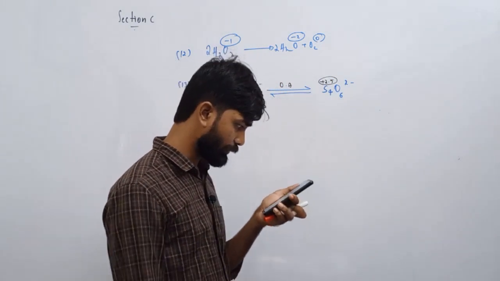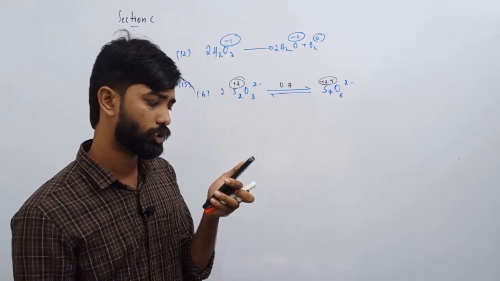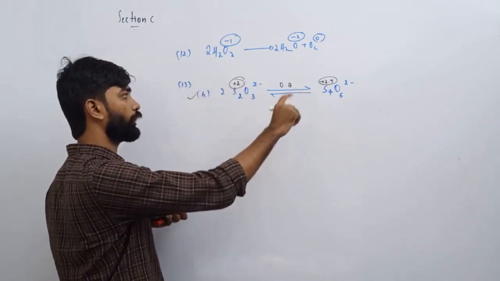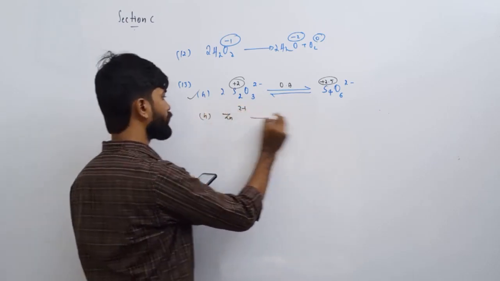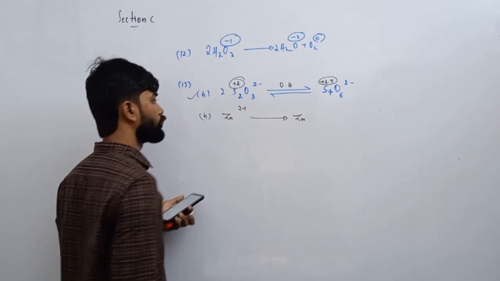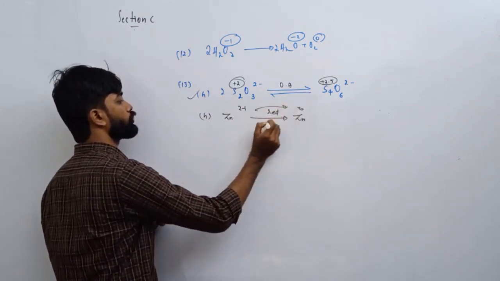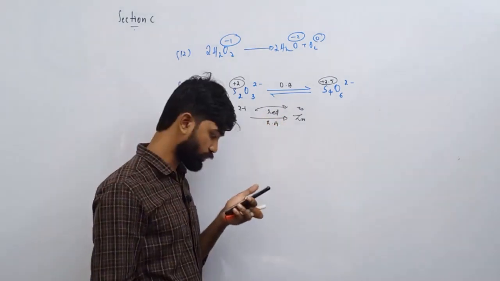The question is asked like that. Which change requires an oxidizing agent? The first one is perfect, because this process is oxidation, so it requires an oxidizing agent. What about the second one? The conversion of Zn2+ to Zn. This process is reduction, so here a reducing agent is required, because reduction will take place in the presence of a reducing agent.